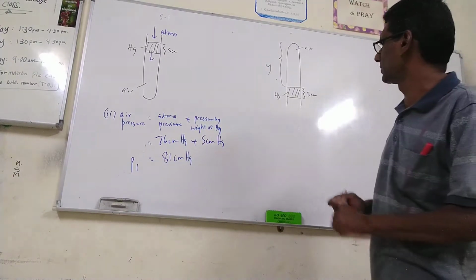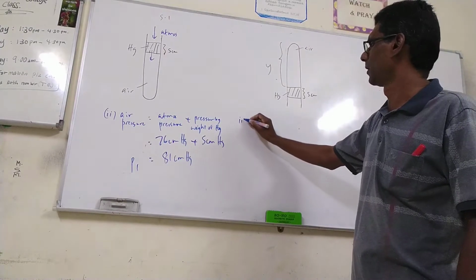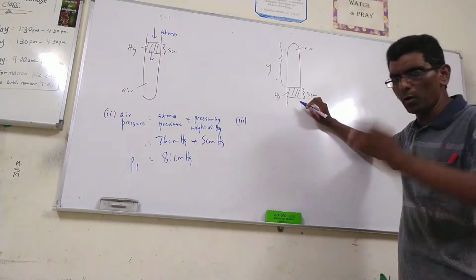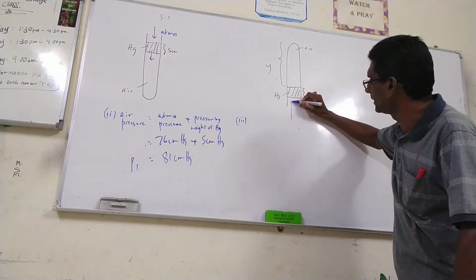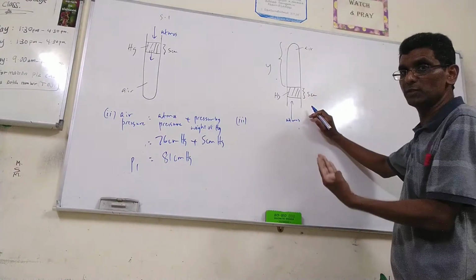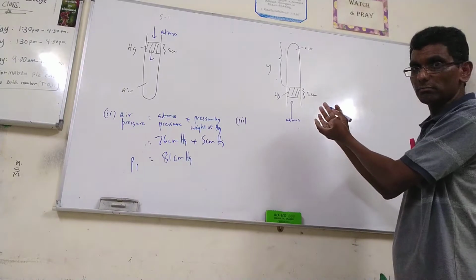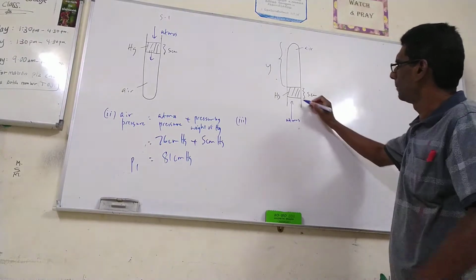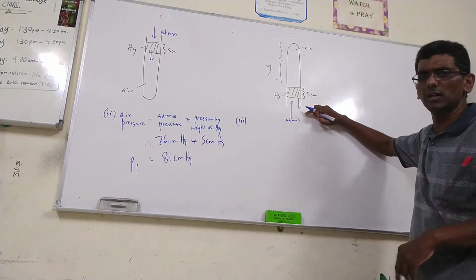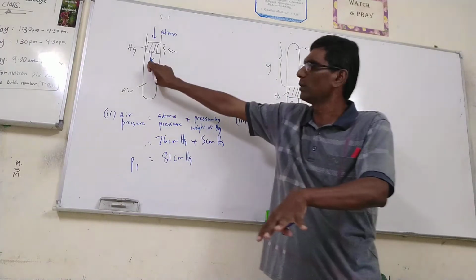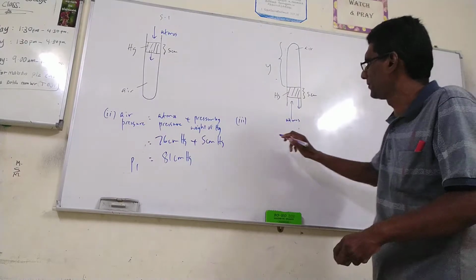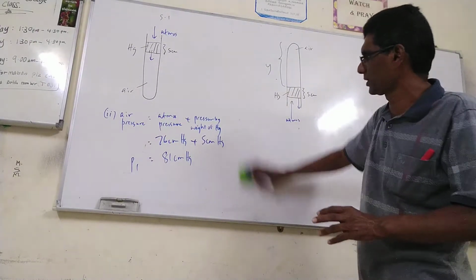Question number three. What is the air pressure? Okay, this one is opening downwards, so atmosphere pressure acts this way, because wherever it is open there is atmosphere pressure acting. But the weight of the mercury acts this way, coming downwards. Weight is always downwards. So the weight is acting downwards. Okay, question number three, the air pressure.